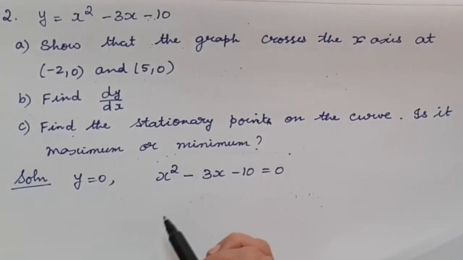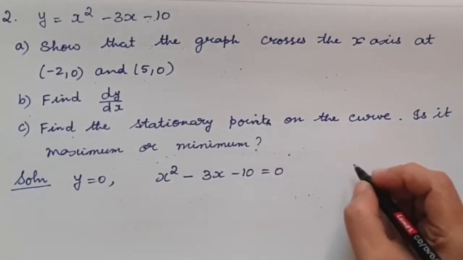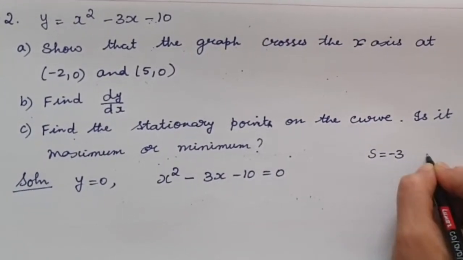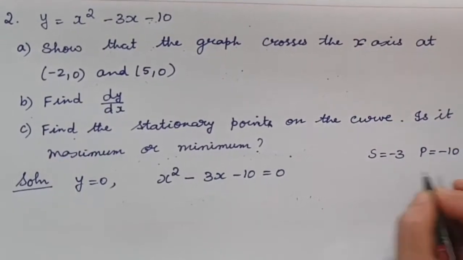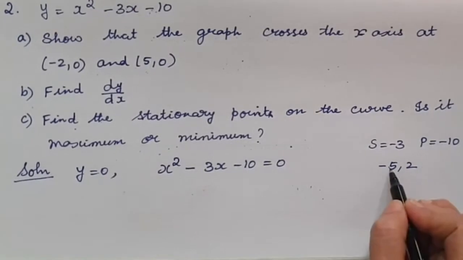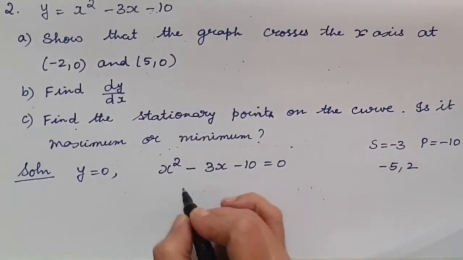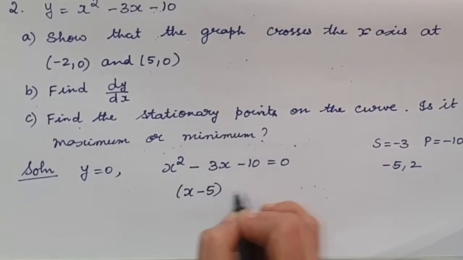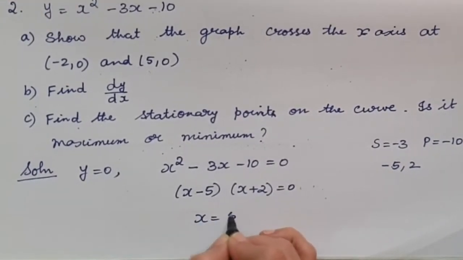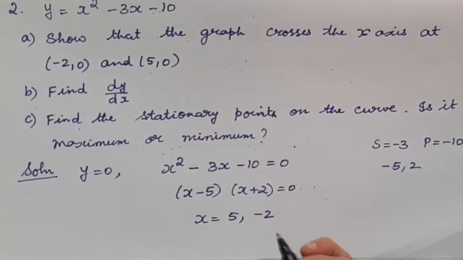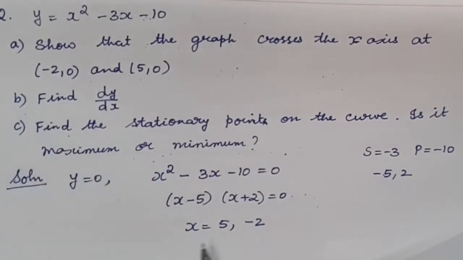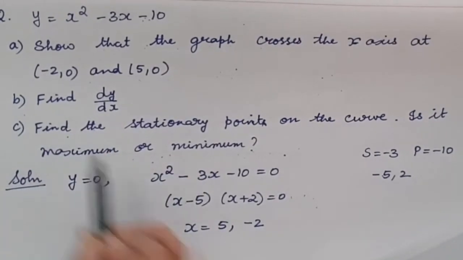Now this is a quadratic equation. We can do it by sum and product, splitting the middle term. The sum has to be minus 3 and the product has to be minus 10. So if we have minus 5 and 2, when you multiply them it is minus 10, and when you add them it is minus 3. So it will be (x minus 5)(x plus 2) equal to 0. So x will be 5 or minus 2. For all these, we know y is 0. So this point is (5, 0) and this point is (minus 2, 0).